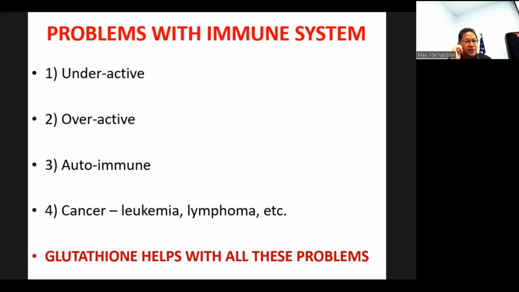Okay. So what can go wrong with our immune system? Our immune system can become underactive, or it can be overactive, then it can attack the body, that's autoimmune. Instead of protecting the body, it attacks our own organs. Then even our immune system can become cancerous. Okay. So glutathione can help improve all these conditions.